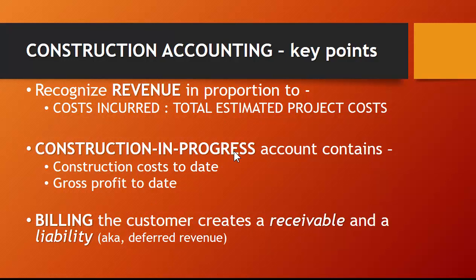The second key point is that the construction in progress account contains two items: the construction costs to date as well as the gross profit to date. The third account that you will see is the billing of the customer. When a customer is billed, it creates two accounts, a receivable and a liability that is like deferred revenue.